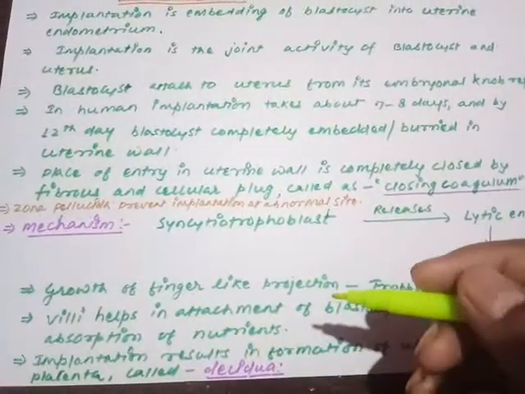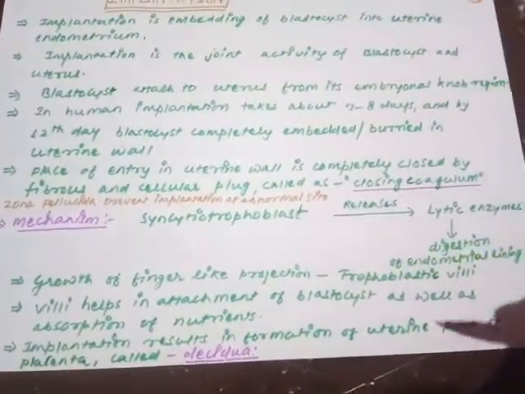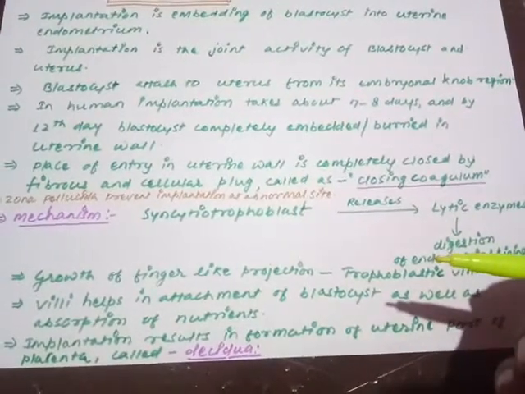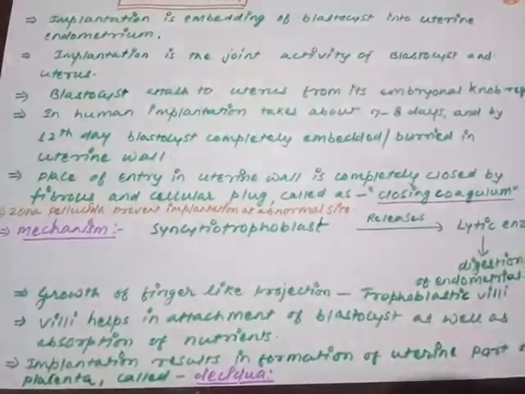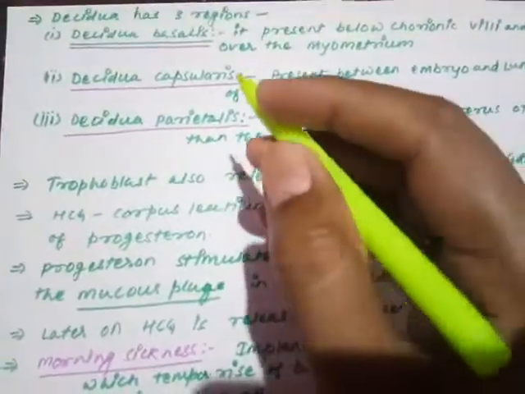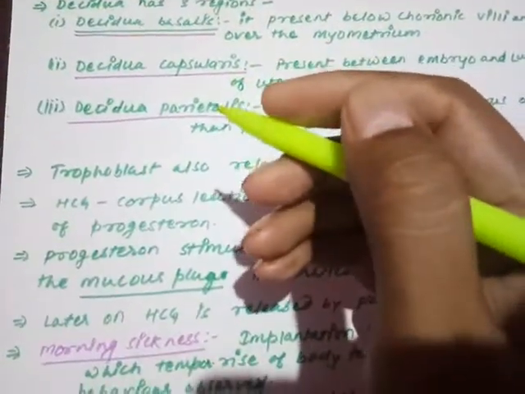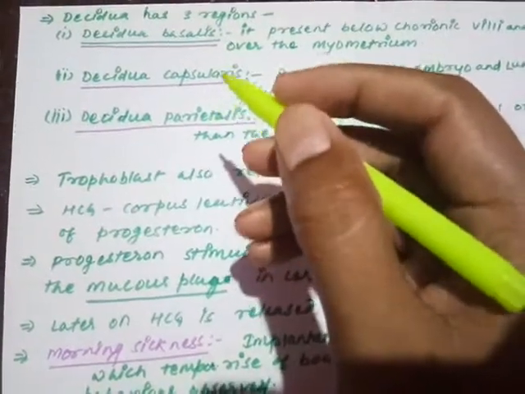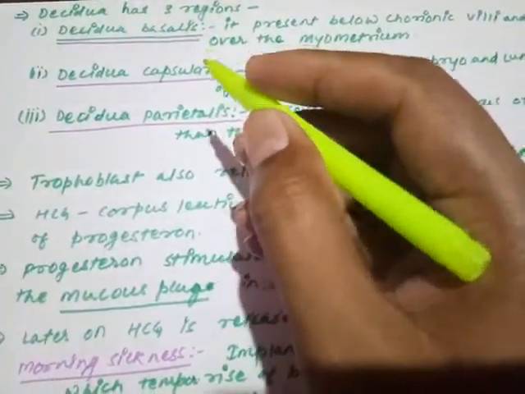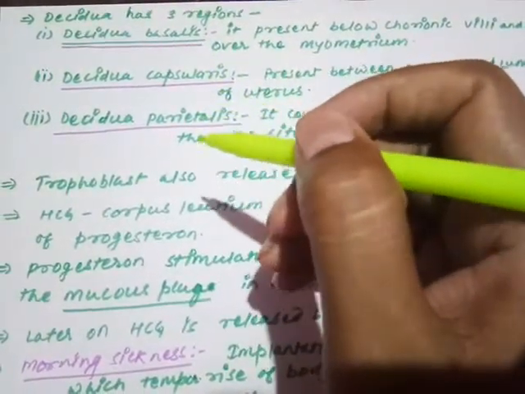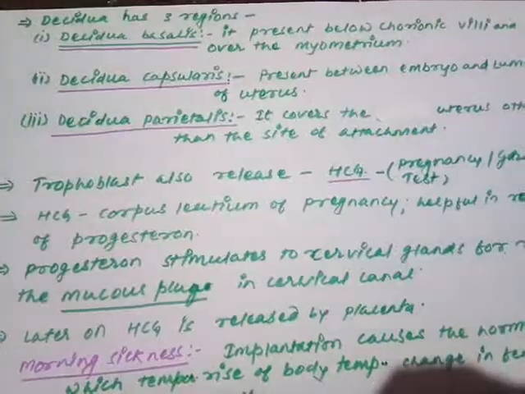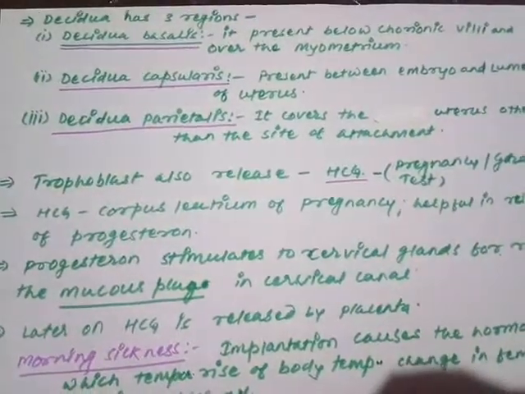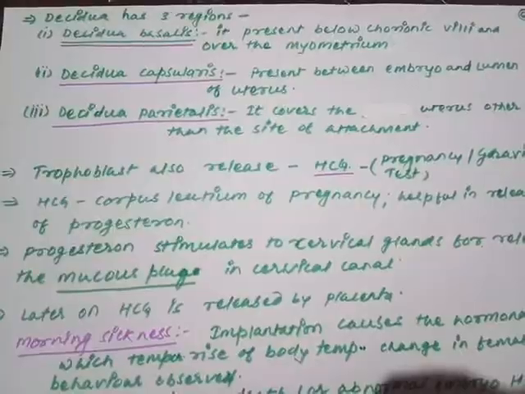So is it clear? So implantation के बाद में क्या होगा, एक placenta के uterine part का formation होगा. That uterine part of placenta is called decidua. ये decidua तीन layers में बटा होता है. The decidua is having three different layers. One is called decidua basalis, one is called decidua capsularis, one is called decidua parietalis. Decidua basalis, decidua capsularis and decidua parietalis.